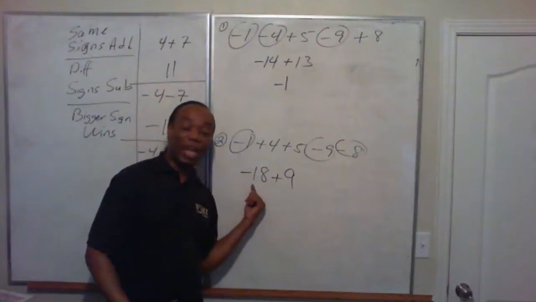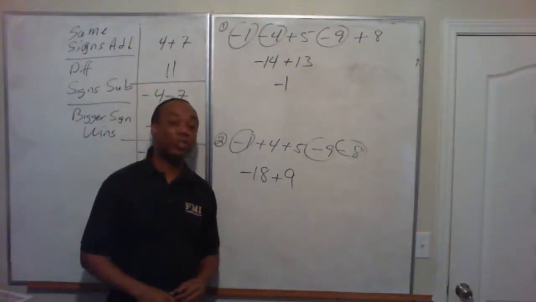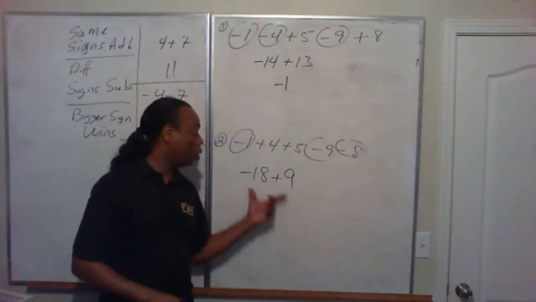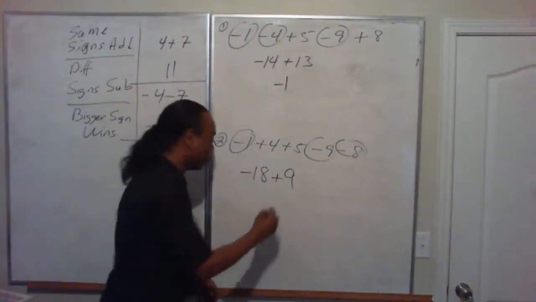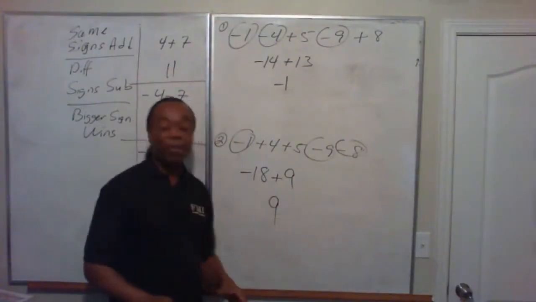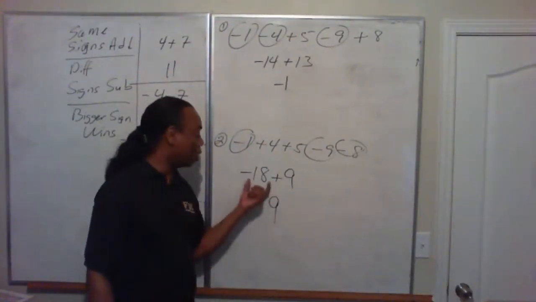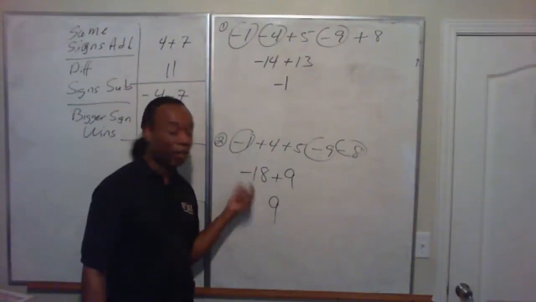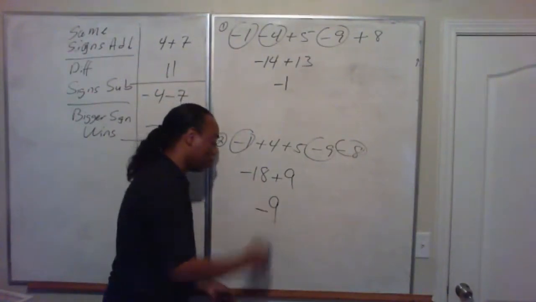Now, here I have a negative and a positive. These are different signs. Different signs subtract. So 18 take away 9 is 9. And remember, the bigger sign wins. The 18 is the bigger number, and its sign is negative. So the answer will be negative.